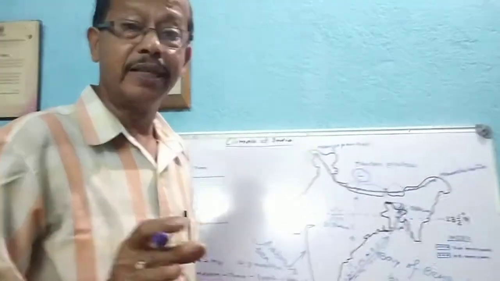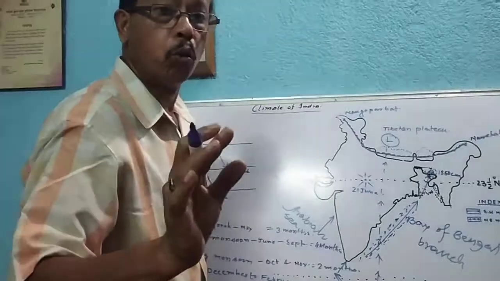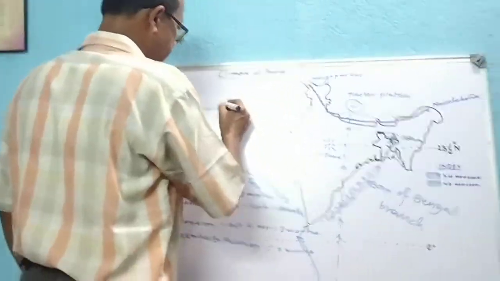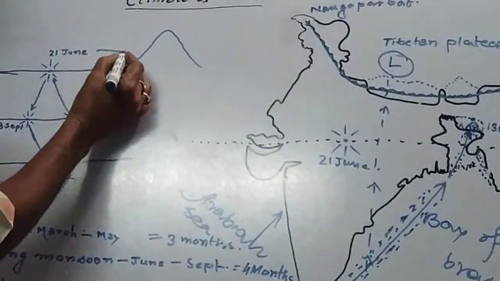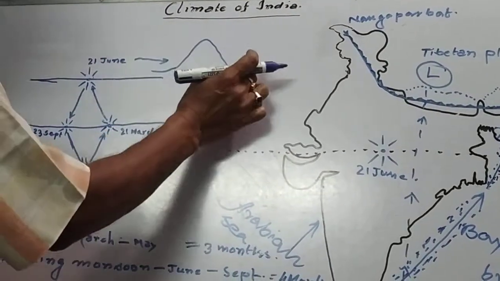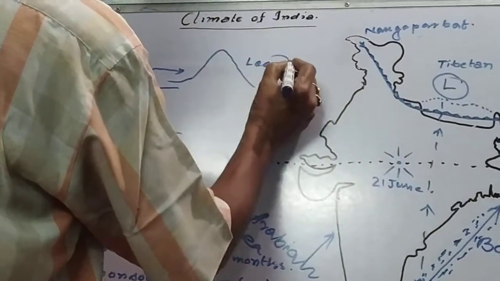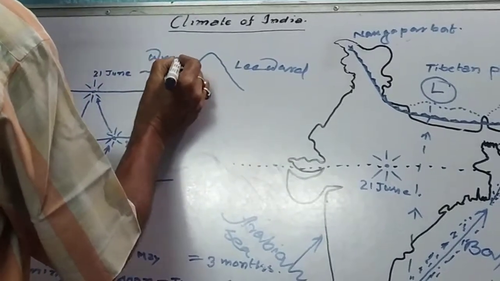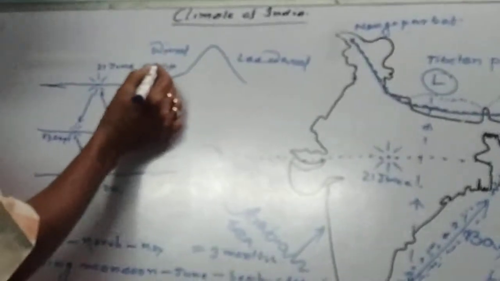Now, what do you mean by rain shadow area? This type of rainfall is known as orographic rainfall. I am giving an example like this. Suppose this is your moisture-laden air mass. This is the windward slope and this is the leeward slope. Windward slope and leeward slope. Suppose this is your moisture-laden air mass.